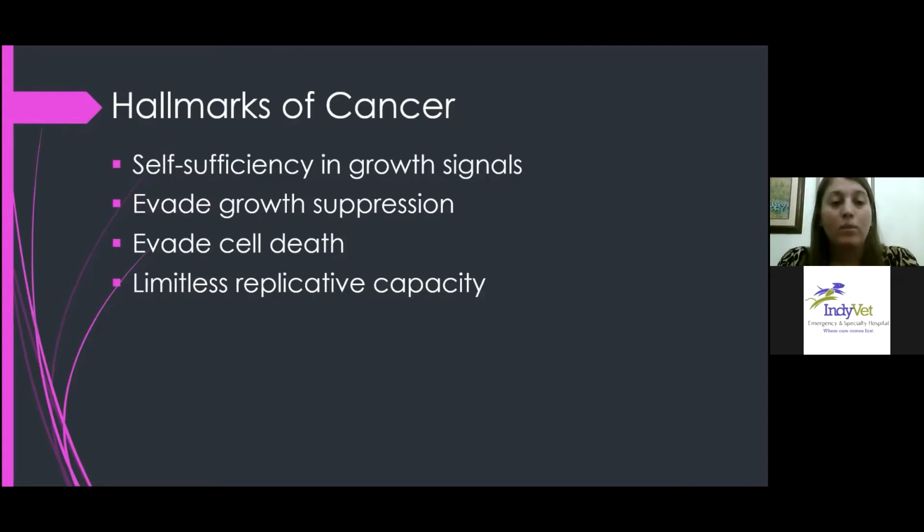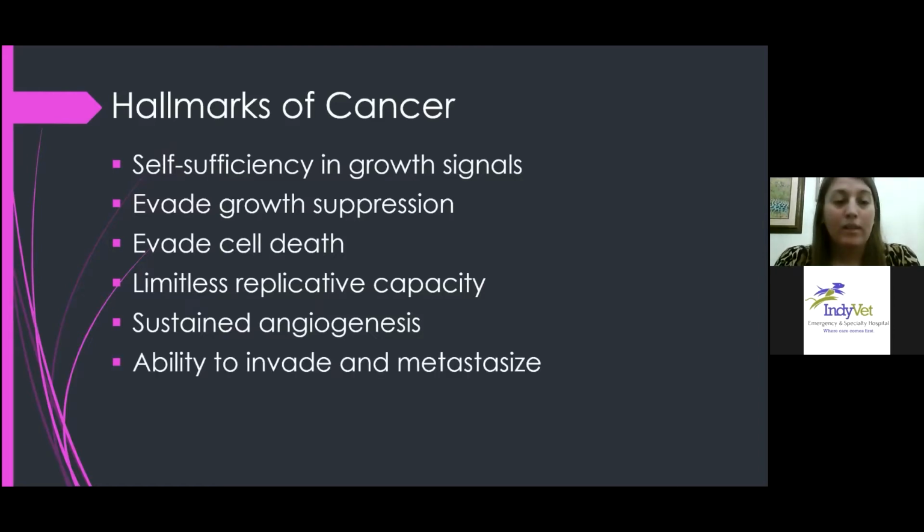Cancer also has limitless replicative capacity. Normal cell genetics limit the number of times a cell can divide. Cancer doesn't have this stopping point, essentially making it an immortal cell that can't die. Next, sustained angiogenesis. Cells must have a blood supply in order to survive, and if the body isn't going to provide that for them, they have to make their own blood supply, especially as a mass gets bigger and outgrows its blood supply and has to have a way to make more.